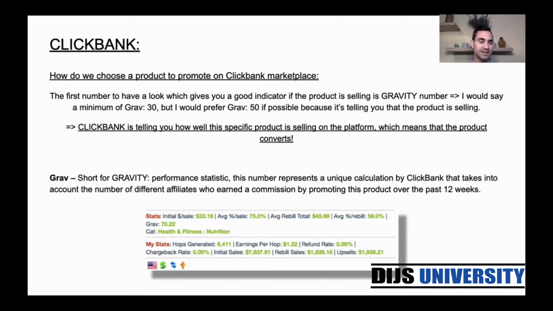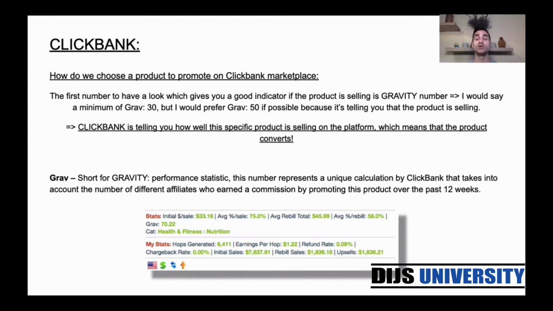Let's have a look at the official explanation. Grav, short for gravity, performance statistics: this number represents a unique calculation by Clickbank that takes into account the number of different affiliates who earned a commission by promoting this product over the past 12 weeks. What that means, looking at the screenshot below where the gravity is 70, is that 70 affiliates earned a commission over the past 12 weeks. So this is the average over 12 weeks of how many affiliates earned at least one commission.